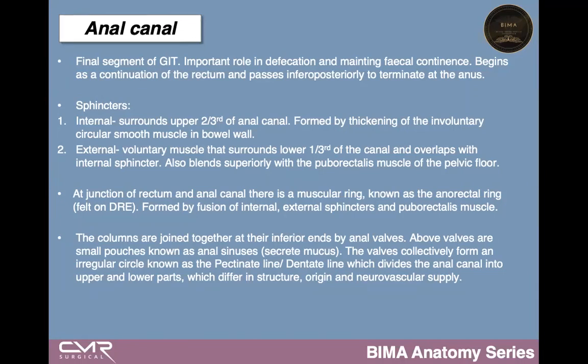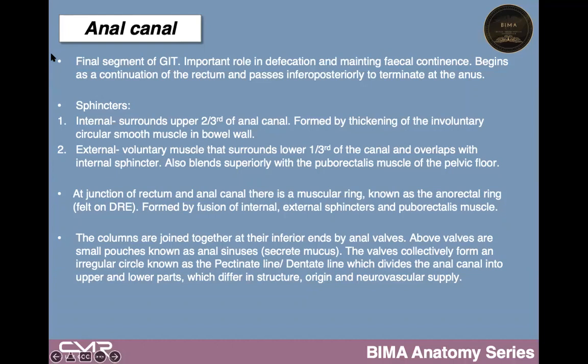At the junction of the rectum and the anal canal, there's a muscular ring, and this is known as the anorectal ring. This is usually felt on the DRE, and it is a fusion basically of the internal and external sphincters and the puborectalis muscle. So that's the muscular ring which you feel during a digital rectal exam.